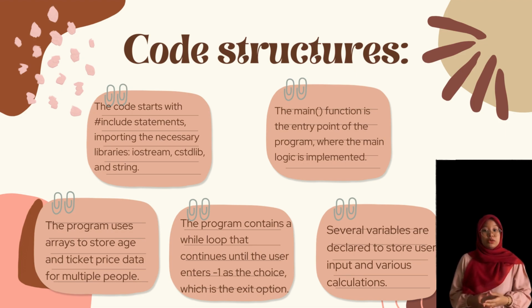To enable continuous interaction with the users, the program contains a while loop that persists until the user chooses to exit by entering -1. This ensures the user can perform multiple transactions or explore different options before leaving the application. In summary, the code structure discussed forms the foundation of a ticket purchasing system, allowing for library inclusion, data storage, user input handling through variables, and seamless interaction through a while loop until the user decides to exit the application.